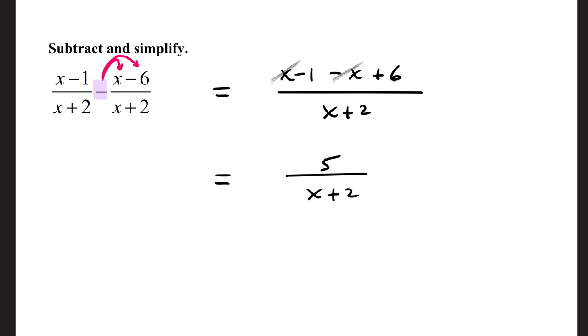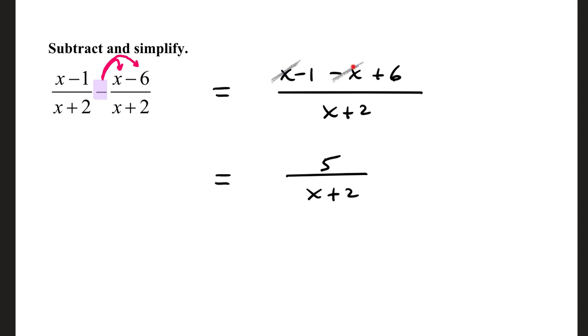If you're asked to subtract rational expressions and the denominators match, then that's really good. That's your best case scenario. Let's write all of this as one fraction with a common denominator of x plus 2. We have x minus 1, subtract x, subtract negative 6. That makes a positive 6.